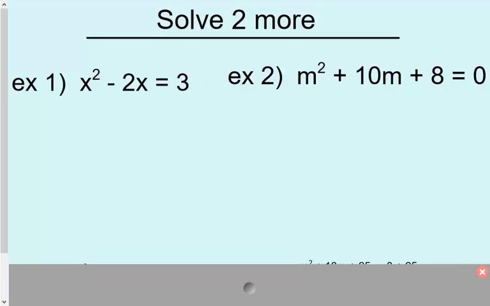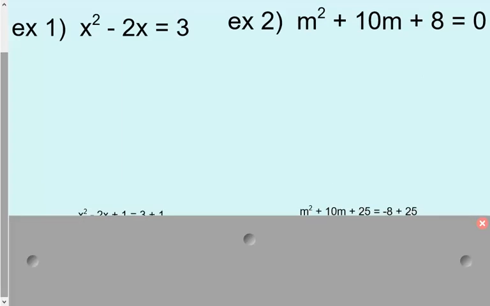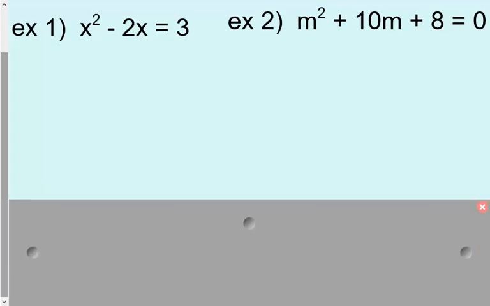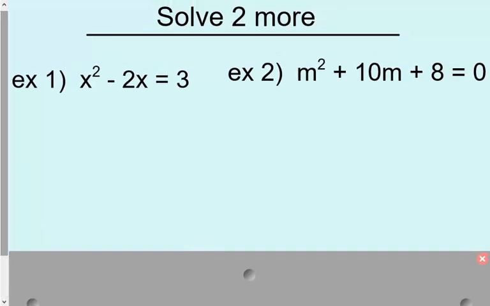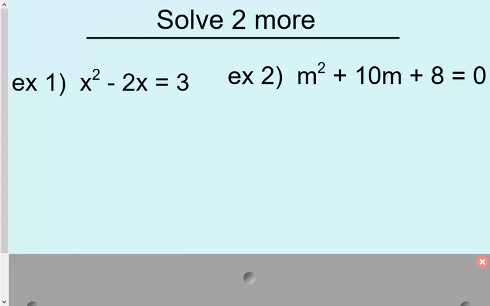So, I got a lot of different problems here. I'll just walk you guys through one more here. Let's see what else. Yeah, I'll do one more here. We're going to get rid of this 8. And I'm going to add my magic number to both sides.